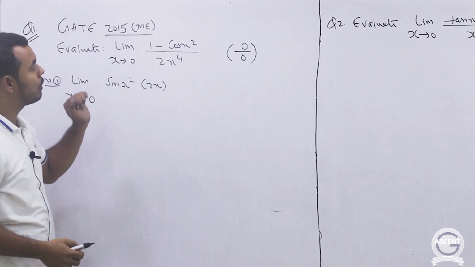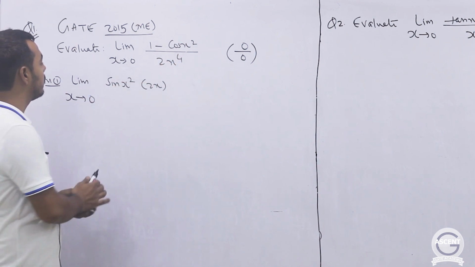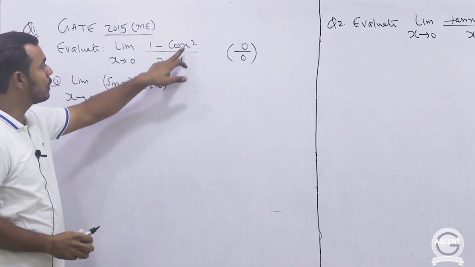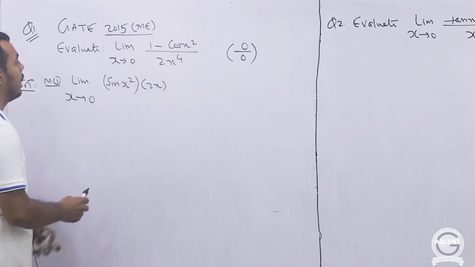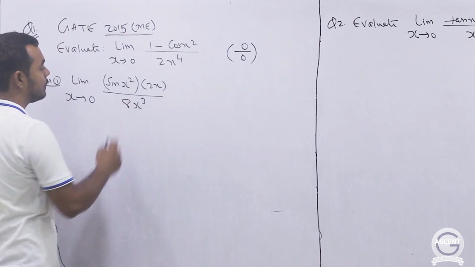We have to apply chain rule here. So first we need to differentiate sin of x square with respect to x square. That will give us cos of x square. Then the derivative of x square with respect to x will be 2x. And the derivative of the denominator will be 8x cube.